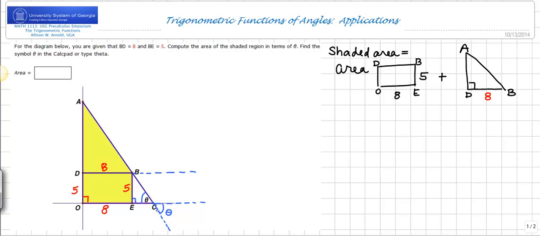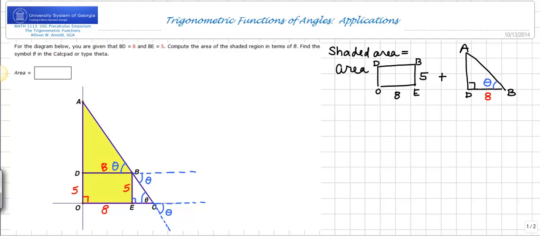vertical angles are equal, okay? And it also means that alternate interior angles are equal. Well, if I follow from there with the vertical angles are equal thought, then I find out that the angle DBA is also theta. Okay?